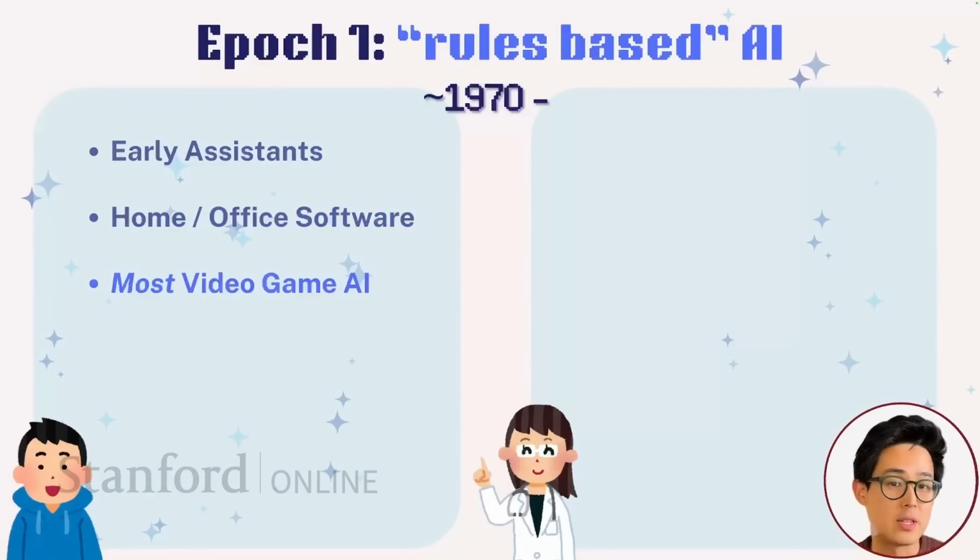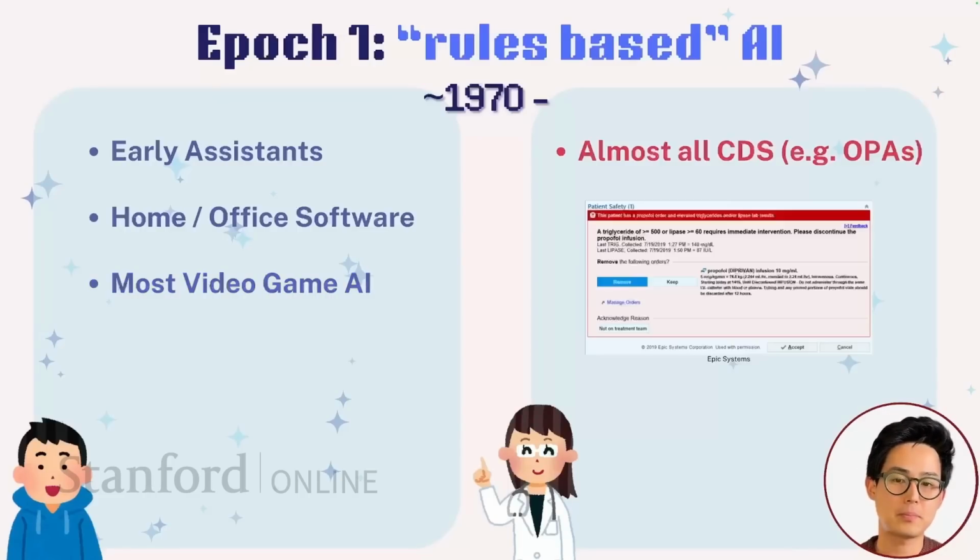And finally, even today in 2025, most video game AI actually still runs on highly complex layers and variations of this kind of simple rules-based logic. Now turning to healthcare, nearly all clinical decision support tools that we interact with daily fit into this category. So for example, the alerts that hopefully pop up when you try to order 5,000 milligrams of Tylenol instead of 500, these are all examples of Epoch 1 technology.